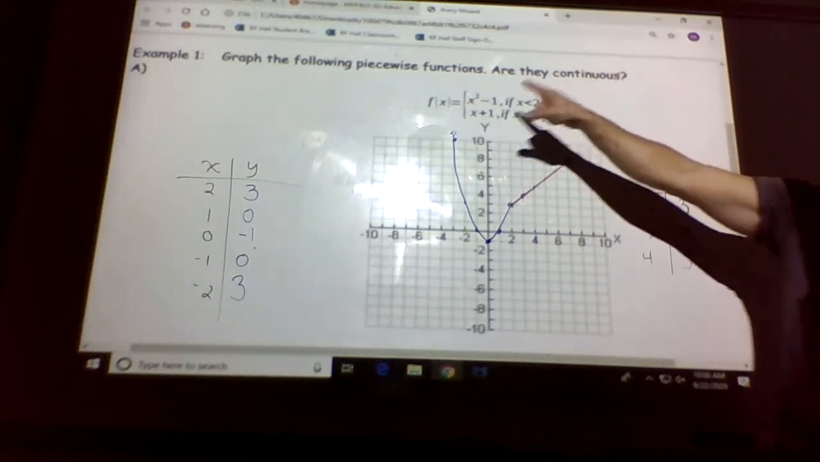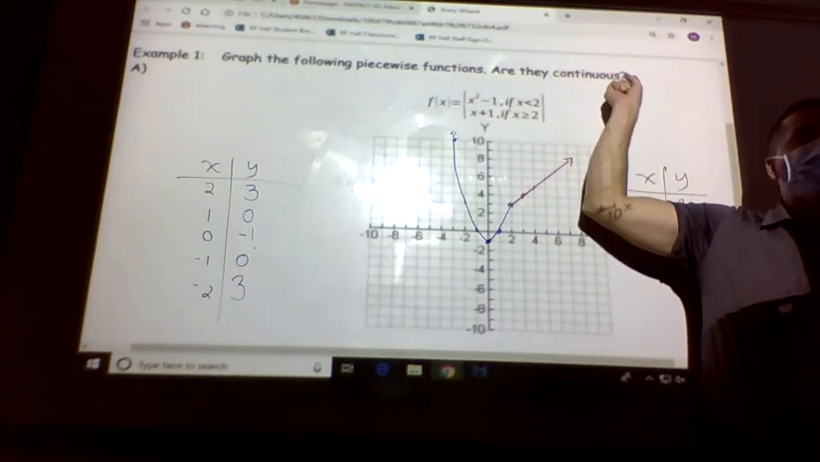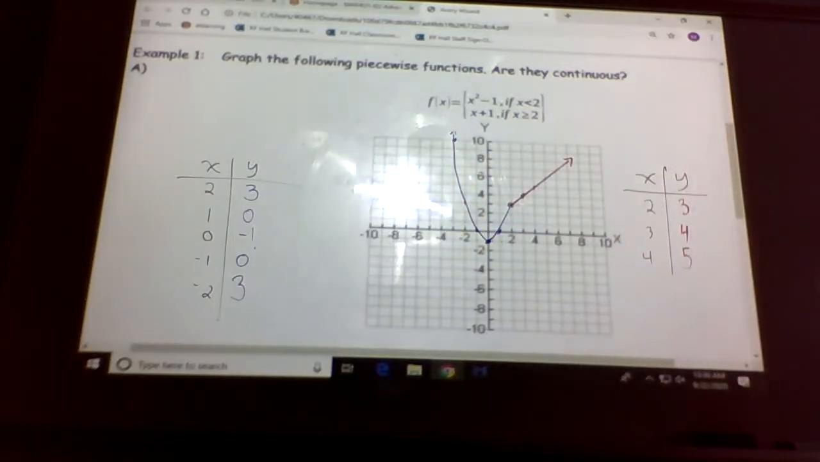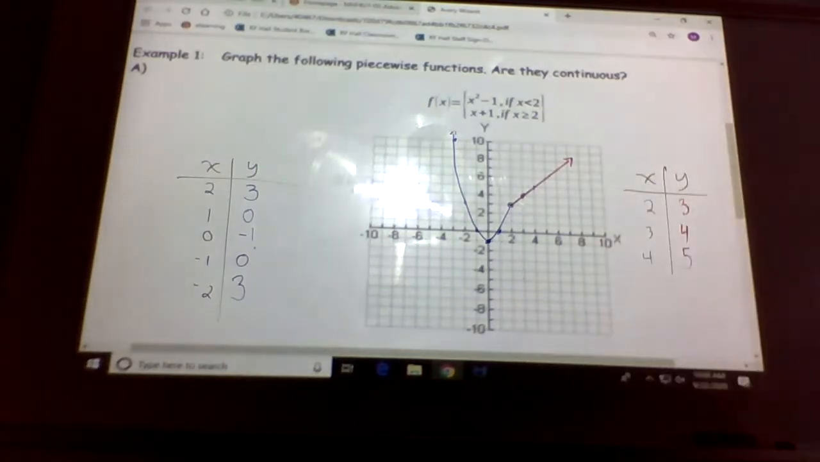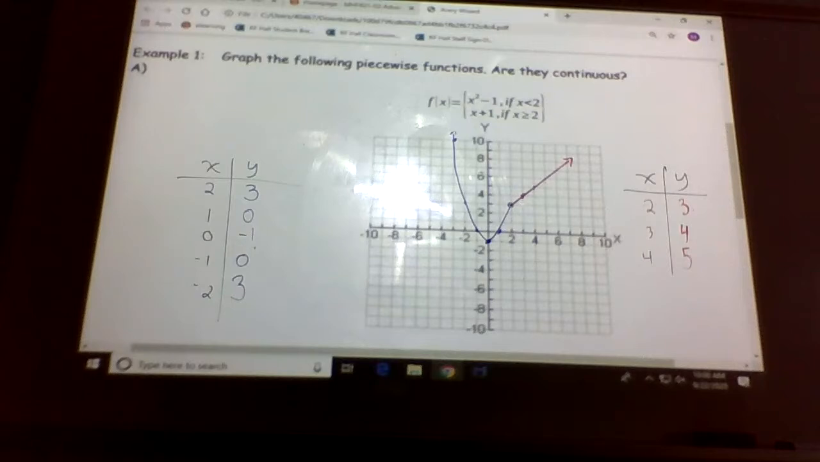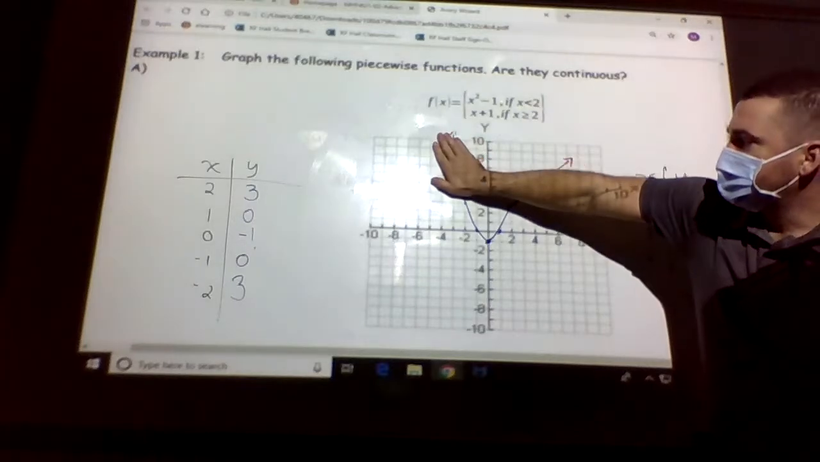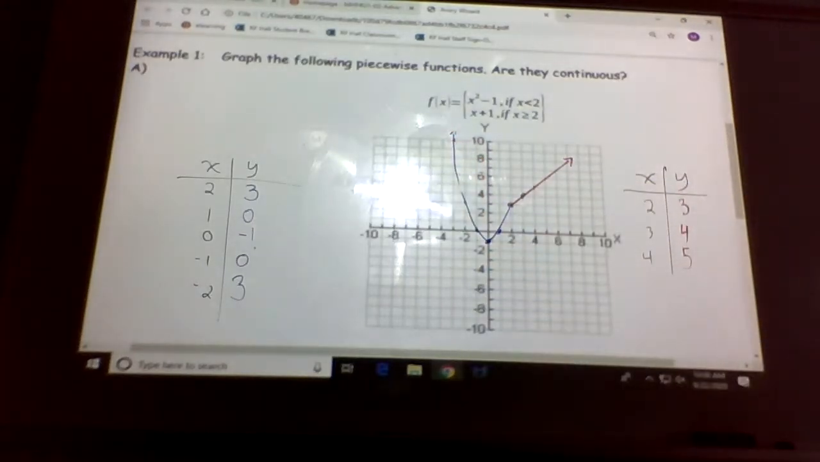Okay, second part of the question is, are they continuous? Is this a continuous graph? Austin? Yes. Okay, why? Why is it continuous? Because the domain and range are both all real numbers. Okay, it's continuous. But more specific, you're right. Something else though? Because this could stop here. We could stop this here, but it'll still be continuous.